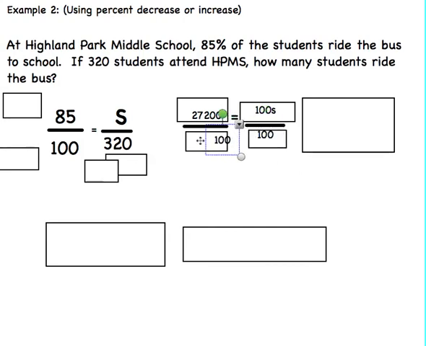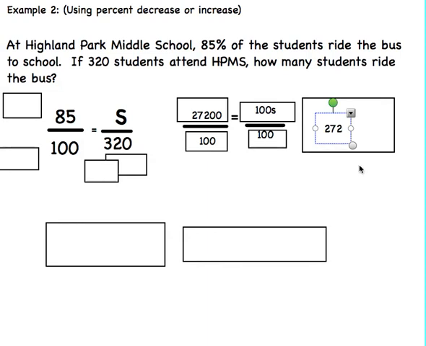So we take 27,200 divided by 100 to get 272. So there are 272 students that ride the bus at Highland Park Middle School.